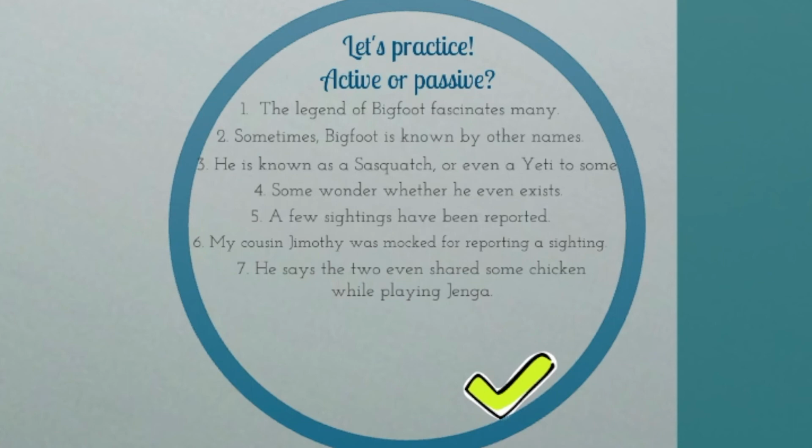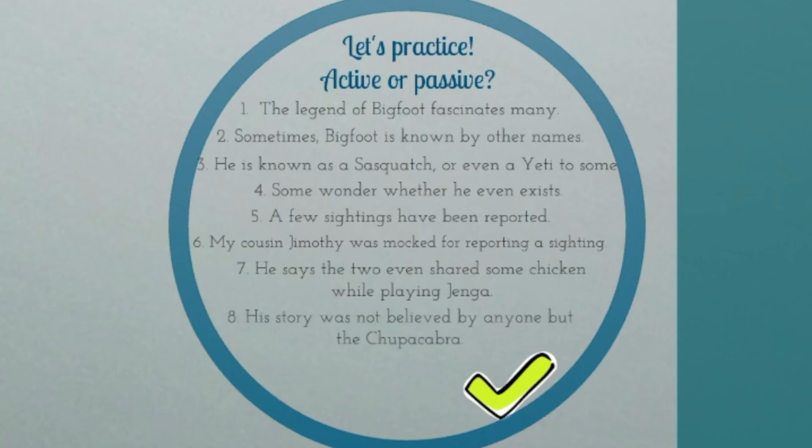Number 7: He says the two even shared some chicken while playing Jenga. Look for the subject, he. Look for the verb, says. Is he saying something? Yes. Here the subject's doing the action. This is an example of the active voice.